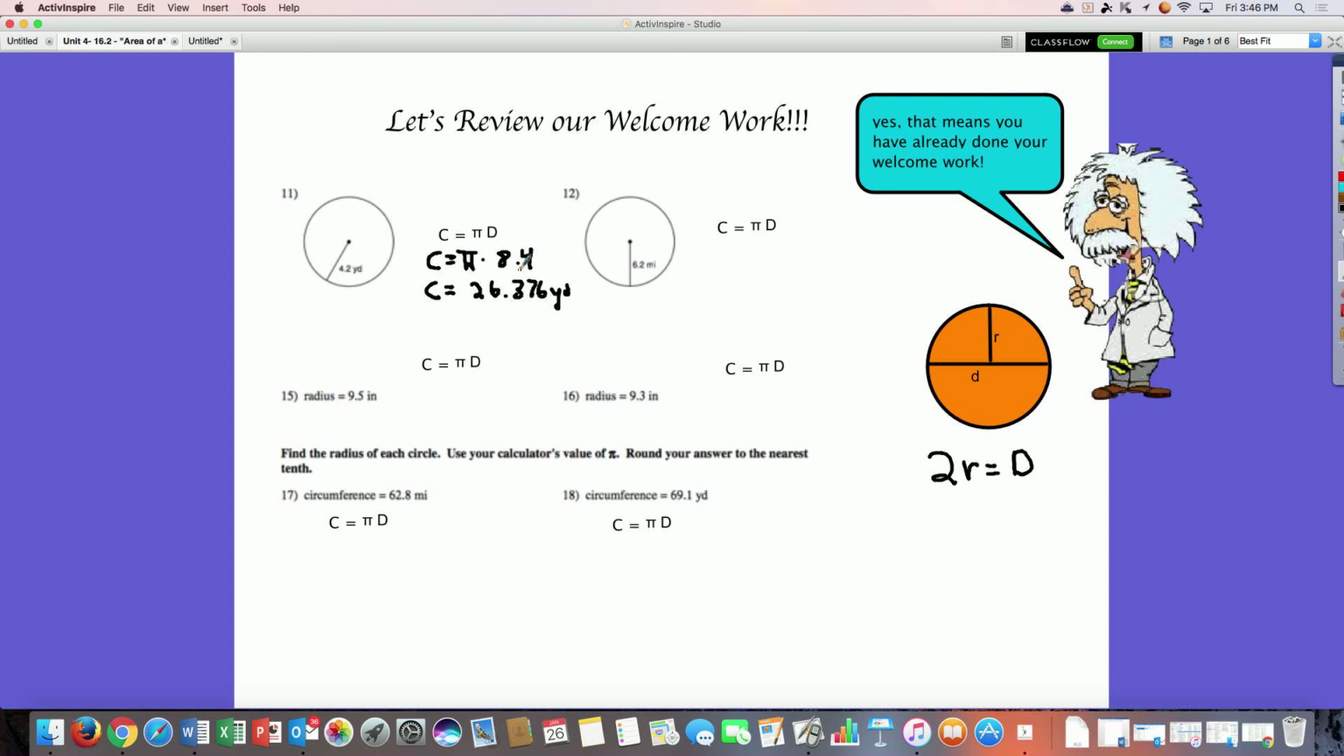Pi times the diameter. Here's another one. C equals pi times the diameter. Well, if the radius is 6.2, the diameter is twice that, or 12.4. Multiply that on our calculator. I get 38.936 thousandths. And my unit is, of course, miles.